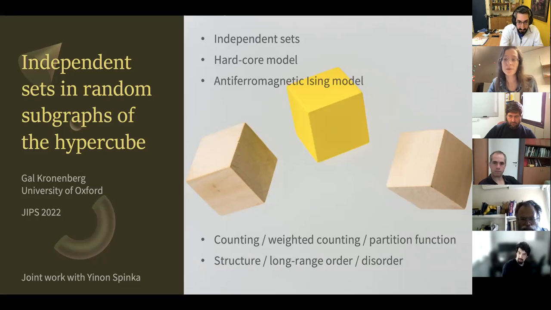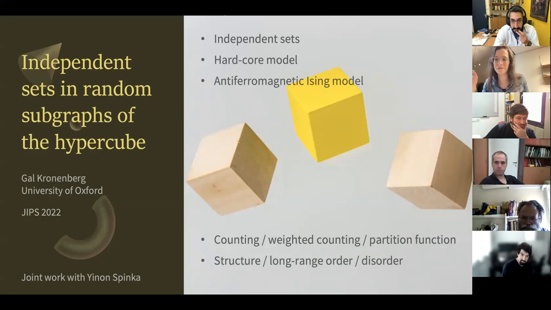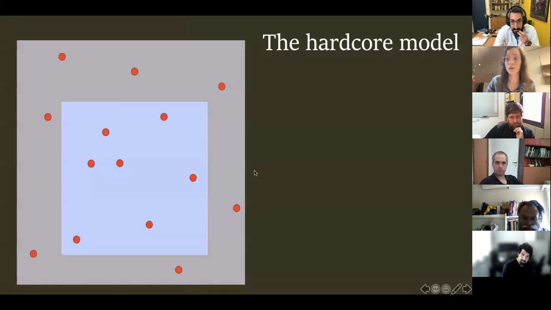Okay, so let me start with some motivation. I will try to motivate the problem both from the statistical physics point of view and the combinatorial point of view, which is a bit more natural to me because I'm coming from combinatorics. But let me start with the hardcore model, the statistical physics point of view. I don't know if all of you are familiar with the hardcore model, so let me just give some insights there. This is just a model of gas.